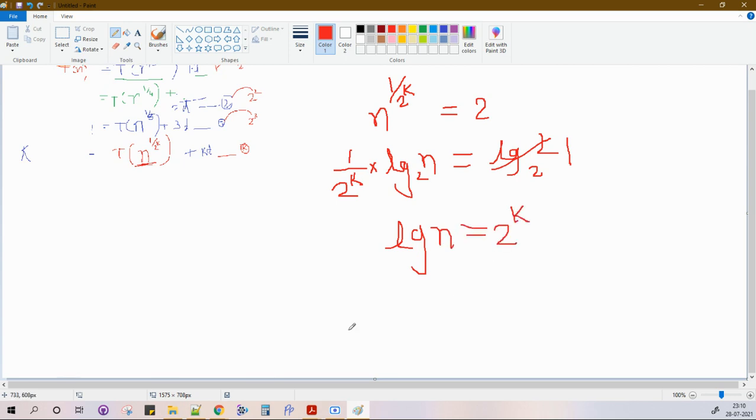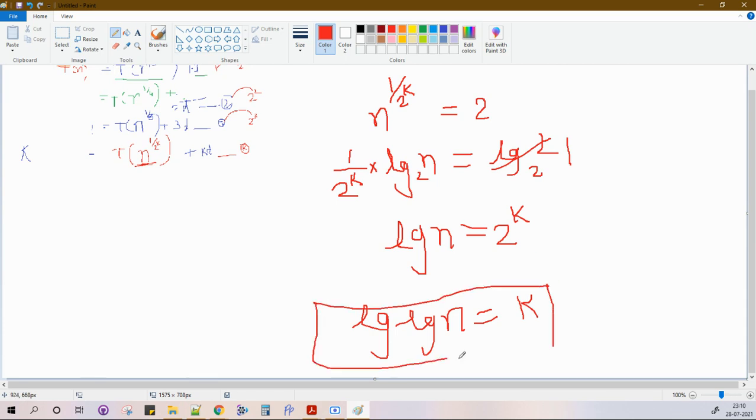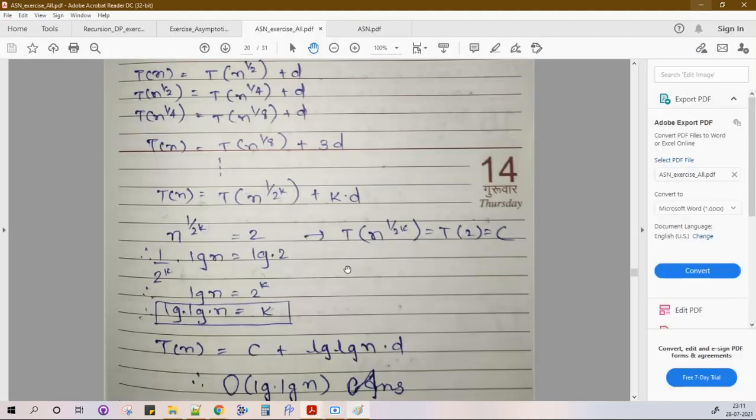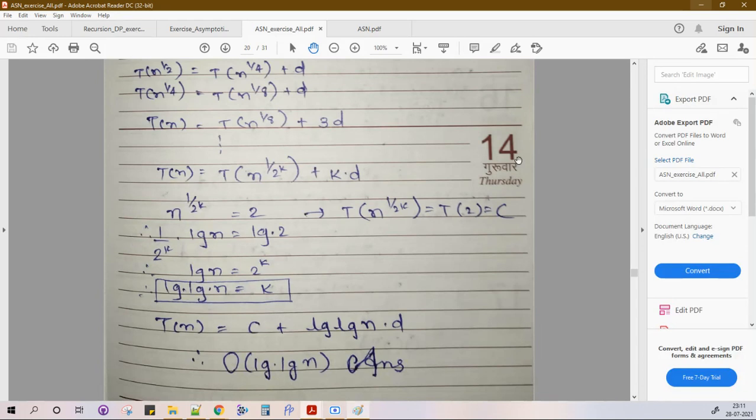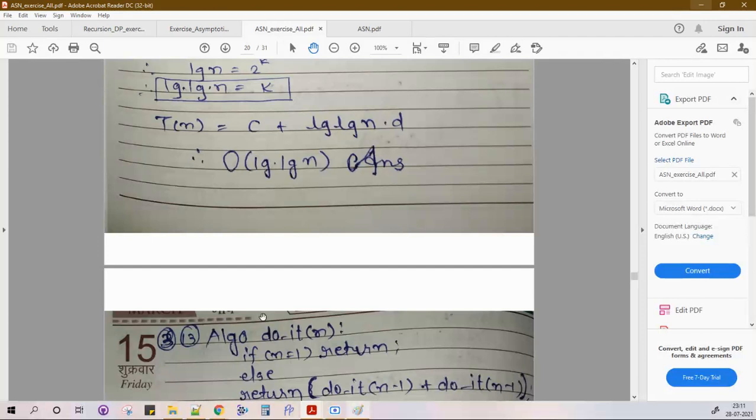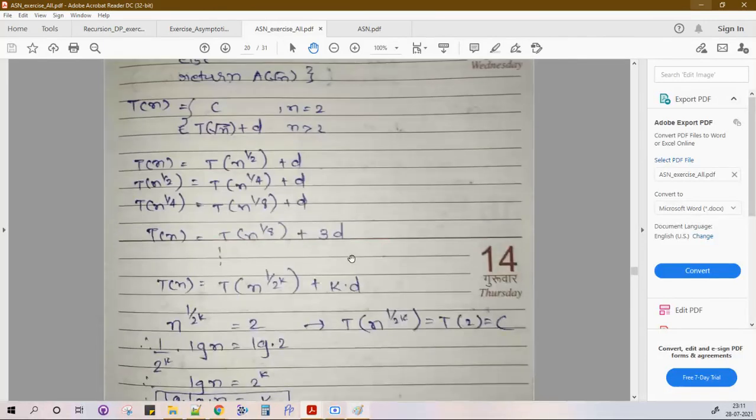Correct? Now, if I take log again, it would be log n equal to k log 2. K log 2 is nothing but k, because log 2 is 1. So I know the value of k is nothing but log n. So I need to put k here, and t of 1 is c. So if I put k equal to log n here, it is nothing but c plus log n multiplied by d. So it is order of log n, right?